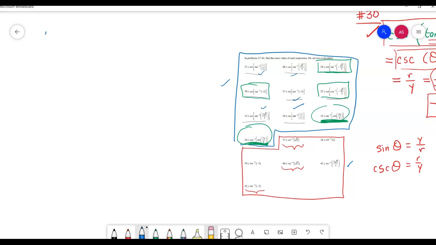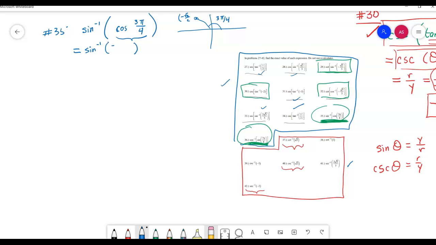So number 35. Number 35 is sine inverse of cosine of 3 pi over 4. All right, so this becomes sine inverse of something. Cosine of 3 pi over 4, 3 pi over 4, has an x-coordinate of negative root 2 over 2. So this becomes sine inverse of negative root 2 over 2.